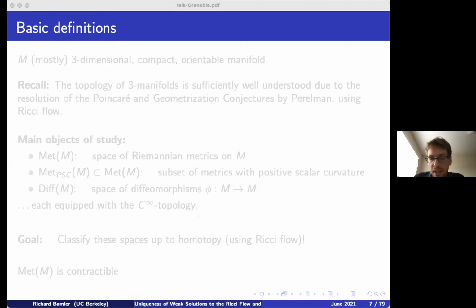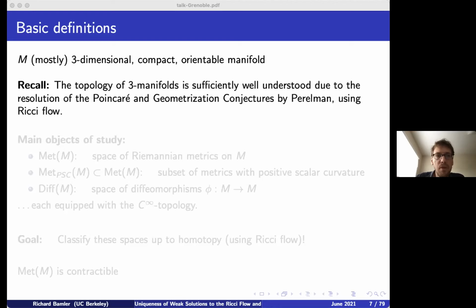Here are some basic definitions that I'll use in this class. First of all, M will be mostly a three-dimensional, compact, and orientable manifold, and it should be smooth. What I want to recall is that the topology of three manifolds by now is sufficiently well understood due to the resolution of the Poincaré and Geometrization Conjectures. This was done in part by Perelman using Ricci flow. So if we take a three manifold, we basically understand its properties relatively well.